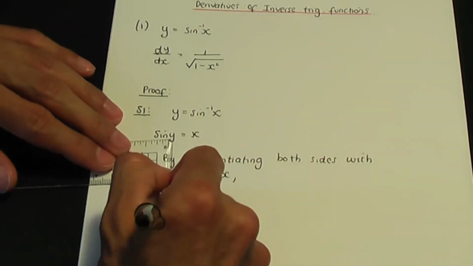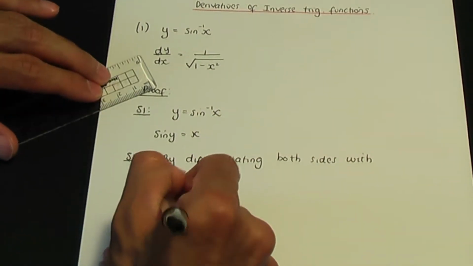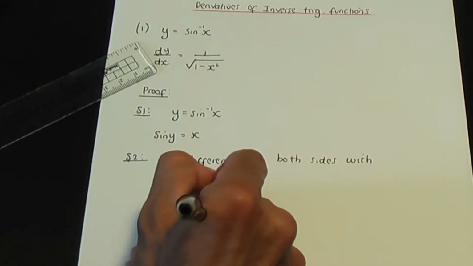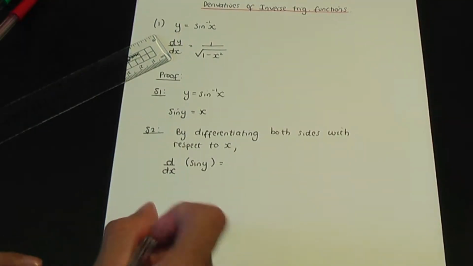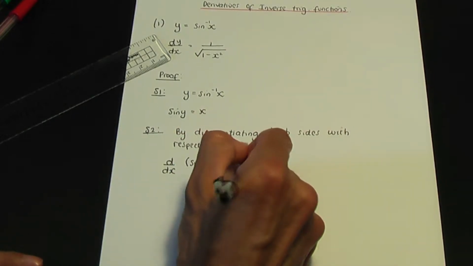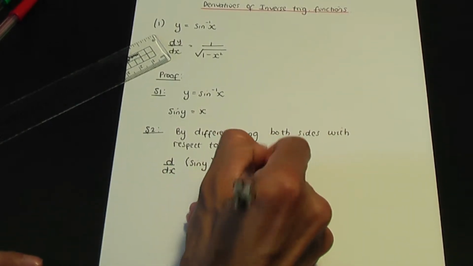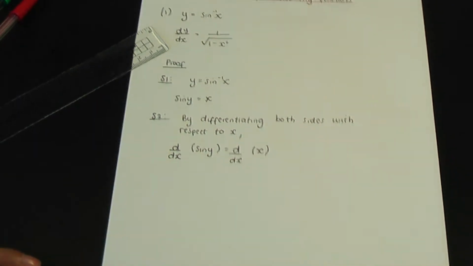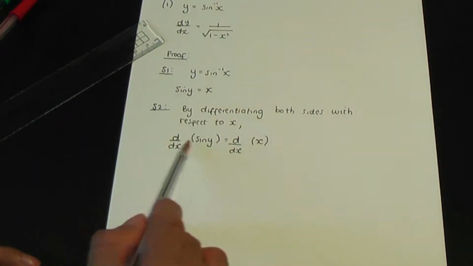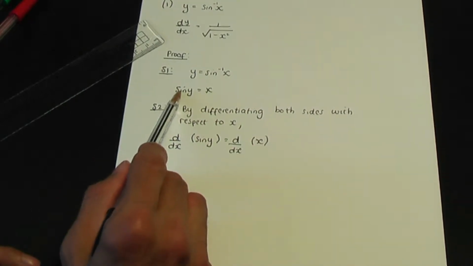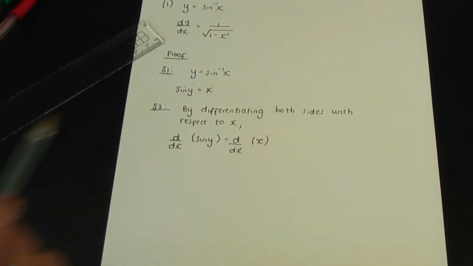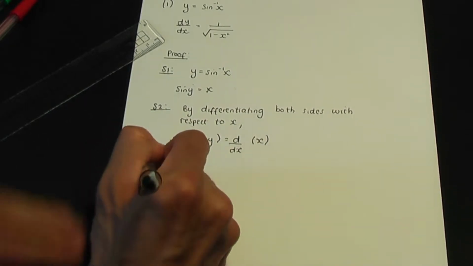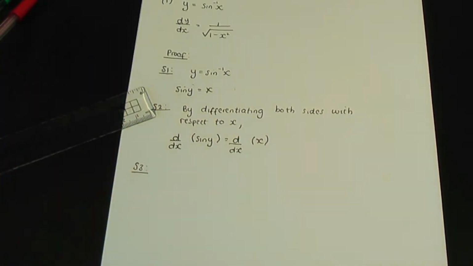Well, we're going to work out d by dx, the derivative with respect to x of the left hand term, sine y. And we also need to differentiate, so d by dx of the right hand term, which is x. So that is what I mean by differentiating both sides with respect to x. So we need to differentiate both the left hand as well as the right hand term with respect to x. So that brings us to step 3.